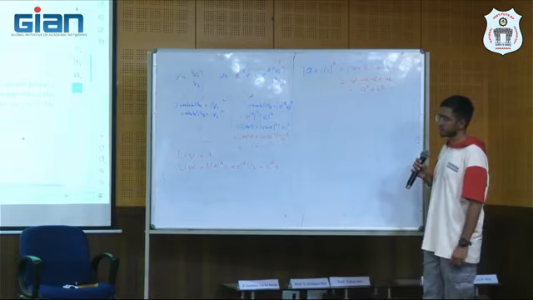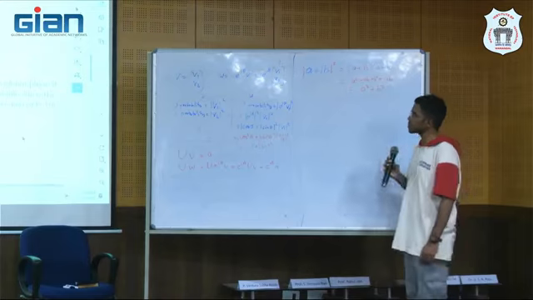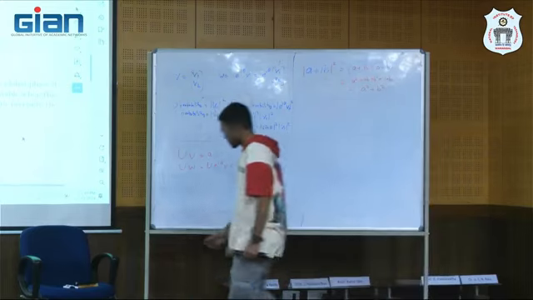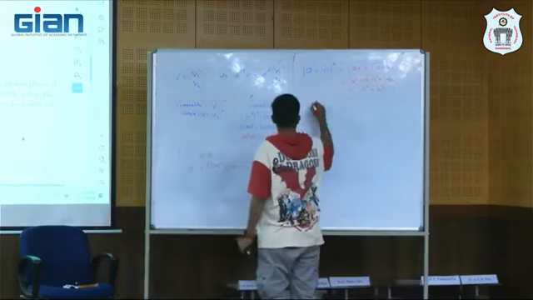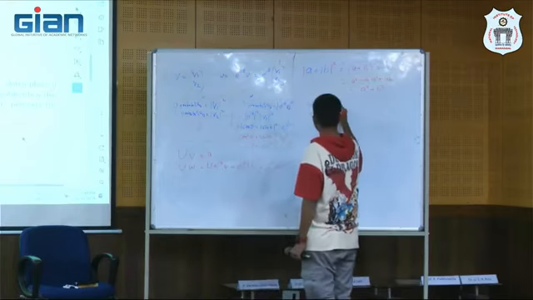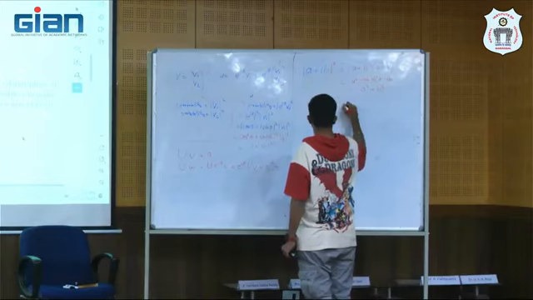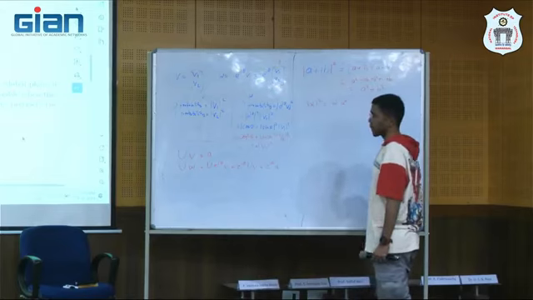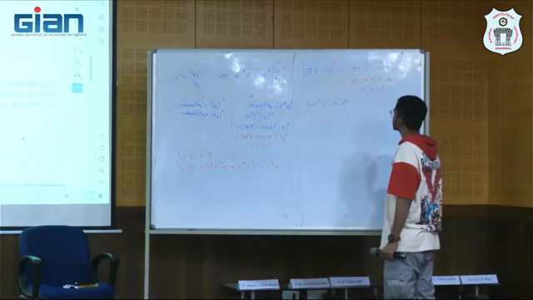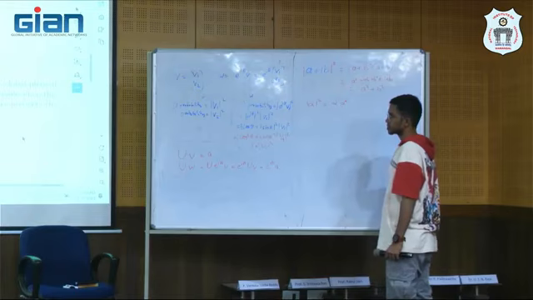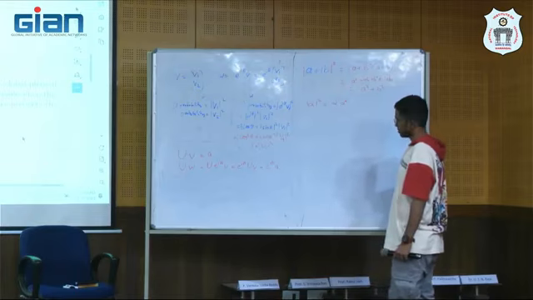If you have a complex number alpha, then alpha mod square is equal to alpha times alpha star. This is the definition. So if you do a plus ib times a minus ib, because alpha star is the conjugate, a minus ib, that becomes a square plus b square. Therefore for cos theta plus I sin theta, it is cos square theta plus sin square theta.